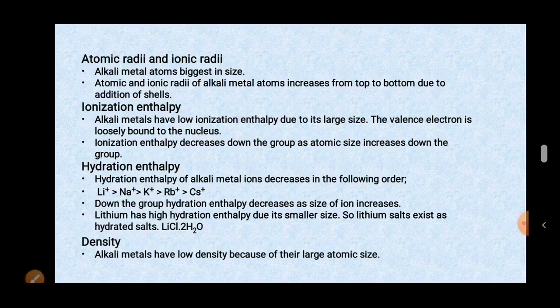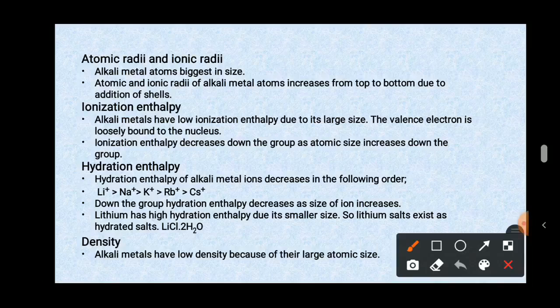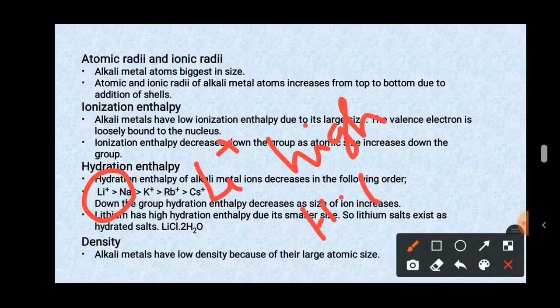So based on that, now lithium. Lithium has the smallest size, so lithium cation has a high hydration enthalpy. Why? What is the reason why lithium has a high hydration enthalpy? Because it is the smallest cation.